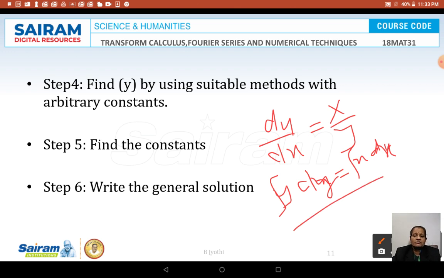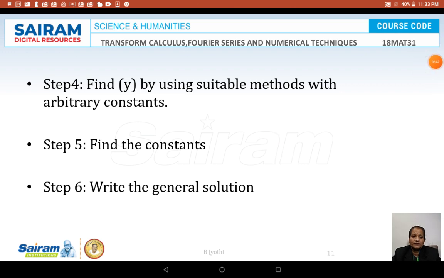Or sometimes a differential equation with constant coefficients or the variable separable method. So there are many methods which we can apply in suitable cases. Next, find the constants, that is C1 and C2, by using the conditions which have been given, then write the general solution.